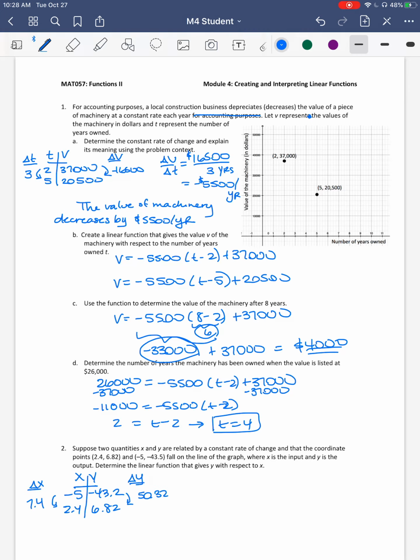Then I would need to do my change in output over change in input. So 50.32 over 7.4, and I get 6.8. So this is my CROC.